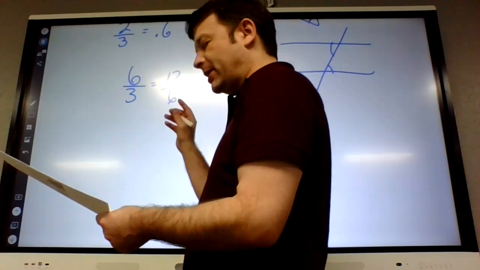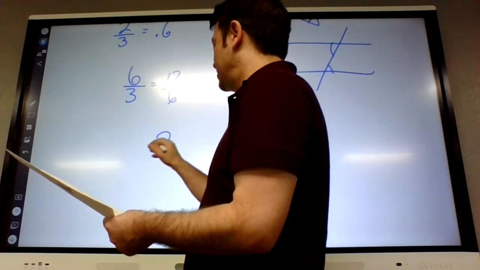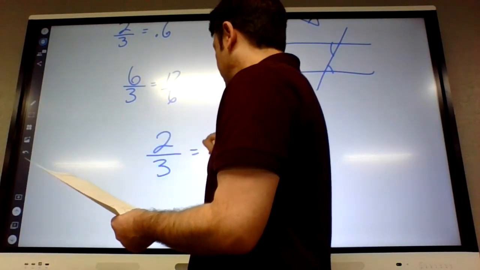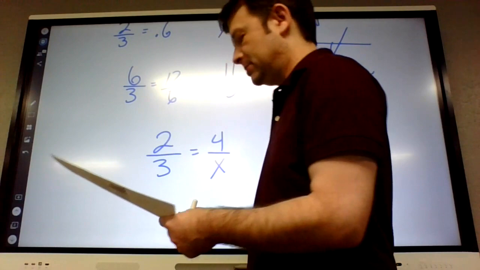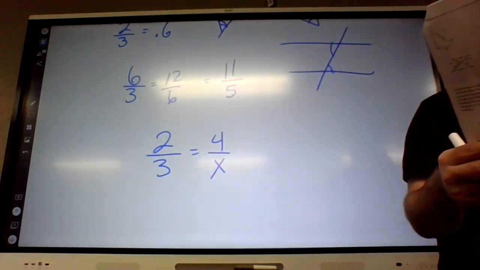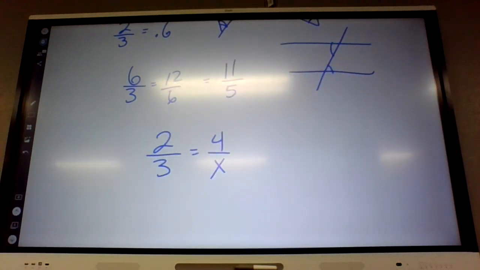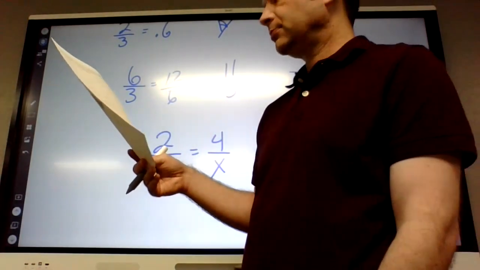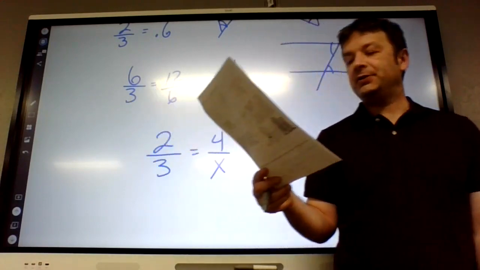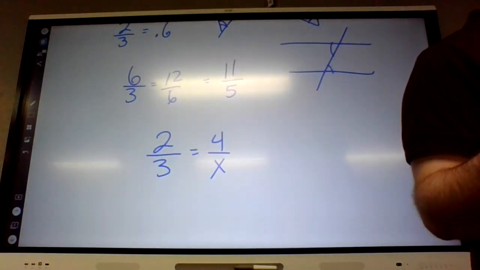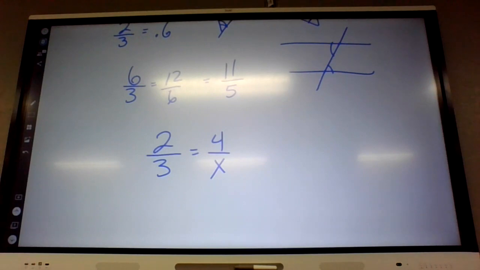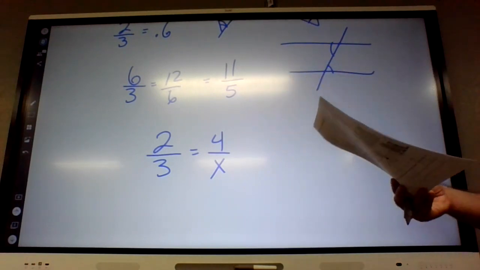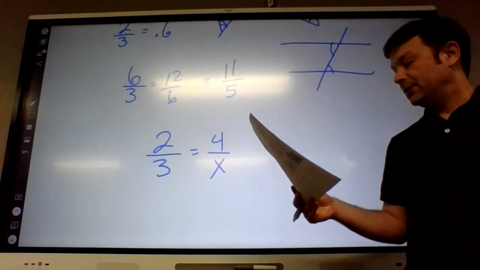When the picture's like that, the lines are going to be parallel. You can actually even do 2 over 3 equals 4 over x in this case, when you have parallel lines like that. Even though 3 and x are not sides of the big triangle, the parallel lines make it work anyway, so it's a little easier that way.